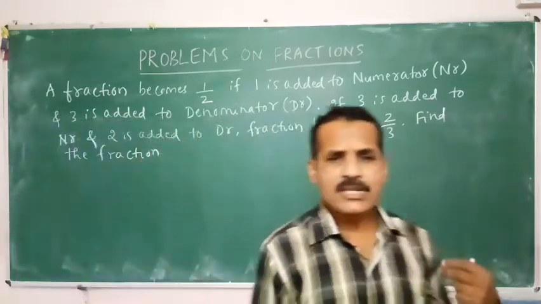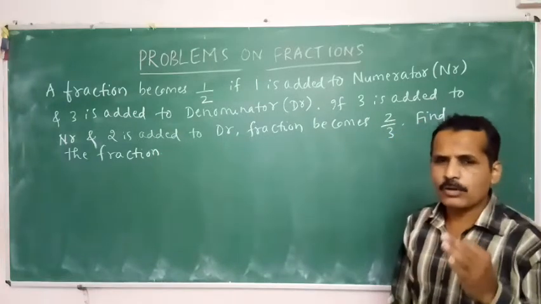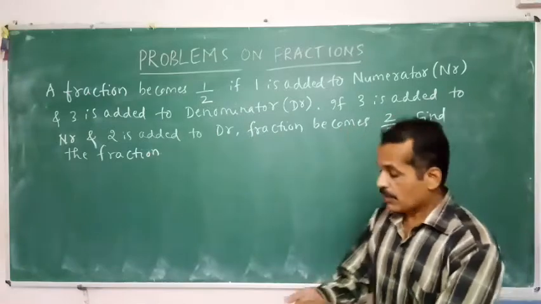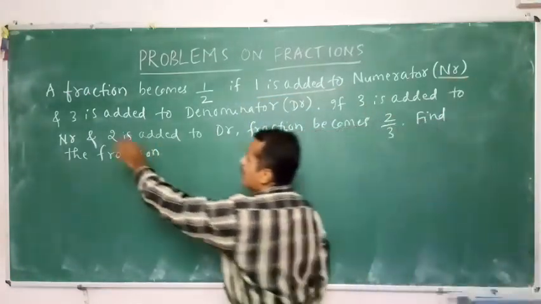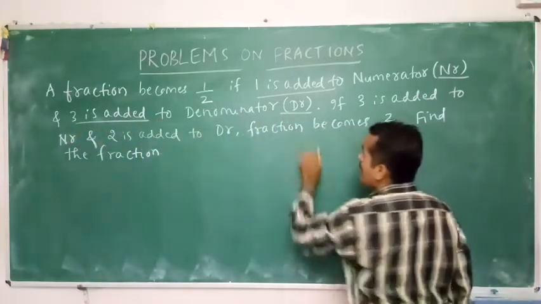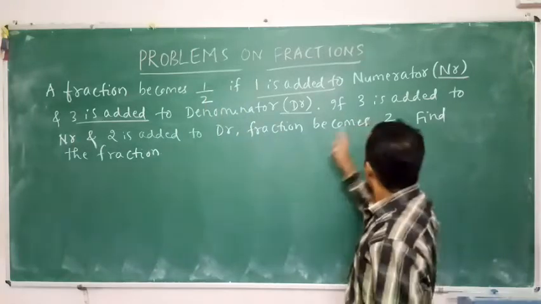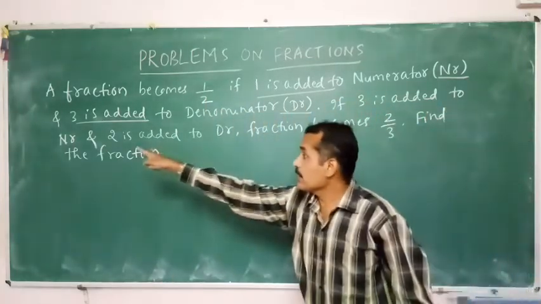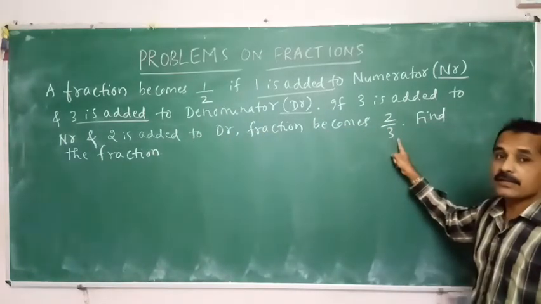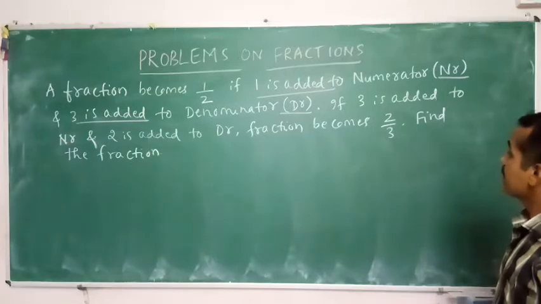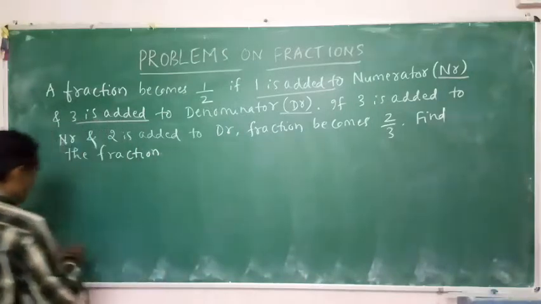This is also a 3 marks question in the examination. Two conditions are given. Every problem should consist of two conditions only. What is the first condition? If 1 is added to NR and 3 is added to DR, the fraction becomes 1 by 2 is the first condition. If 3 is added to NR, 2 is added to DR, the fraction becomes 2 by 3. This is the second condition. Let us see how to start the problem.